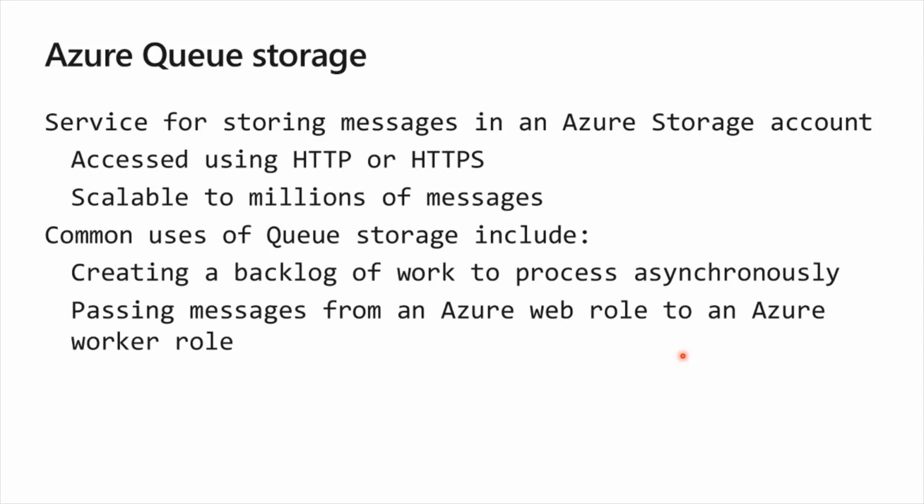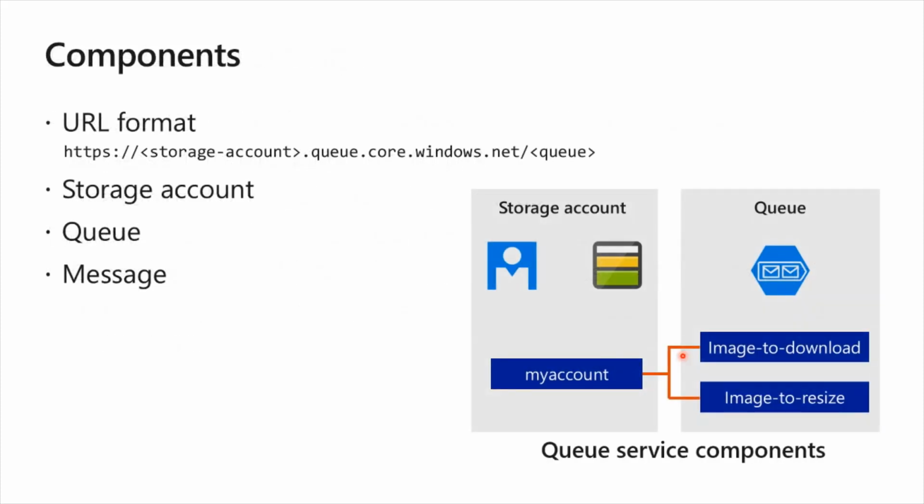Because your queue storage is connected to a storage account, that depends on the capacity of your storage account. Common uses of queue storage include creating a backlog of work to process asynchronously, and passing messages from an Azure web role to an Azure worker role. What are the components of this? You have the URL format, the storage account, the queue, and the message.